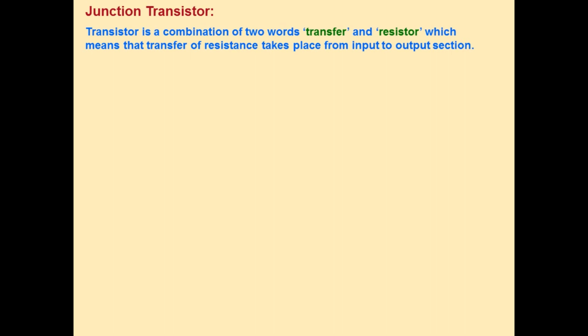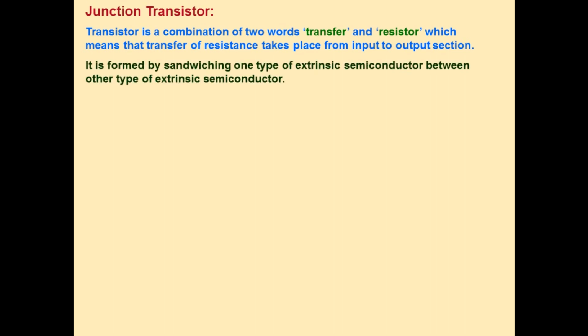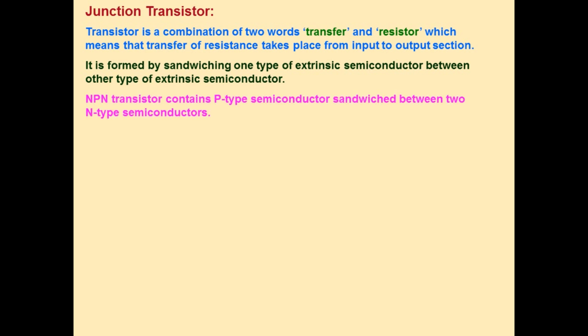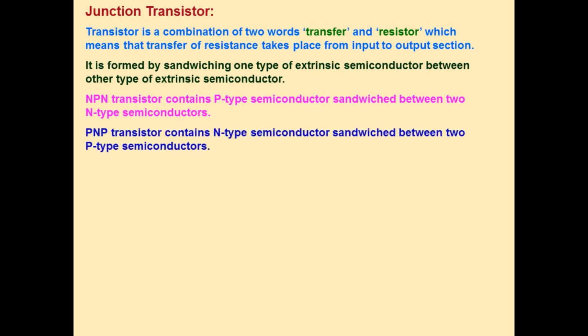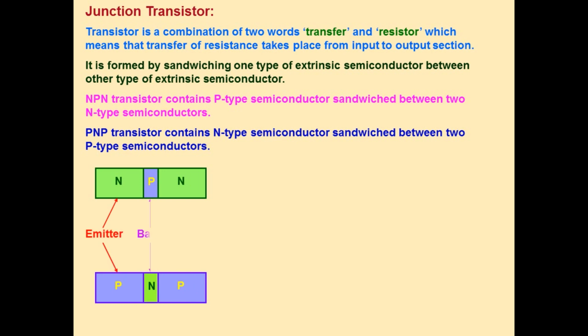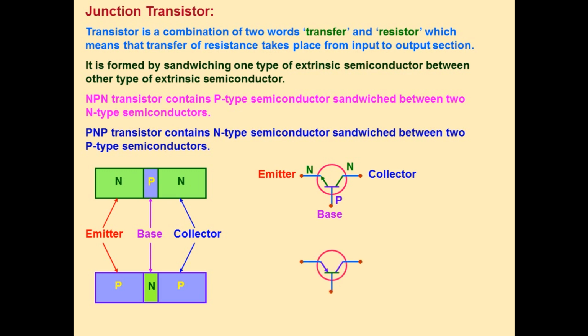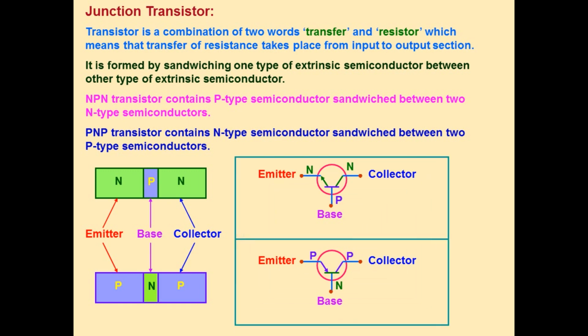A transistor means transfer of resistance from input to output. There are two types of transistors, NPN transistor and PNP transistor. A transistor has three terminals: emitter, base and collector. In the case of an NPN transistor, the direction of conventional current is from base to emitter. In the case of a PNP transistor, the direction of conventional current is from emitter to base.